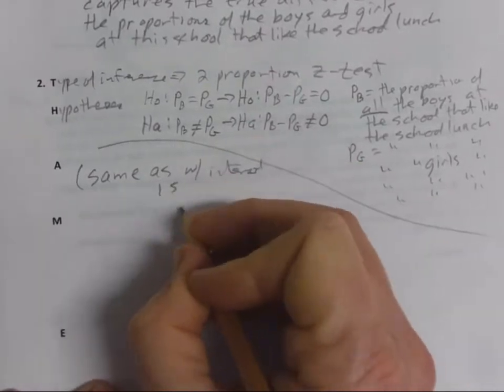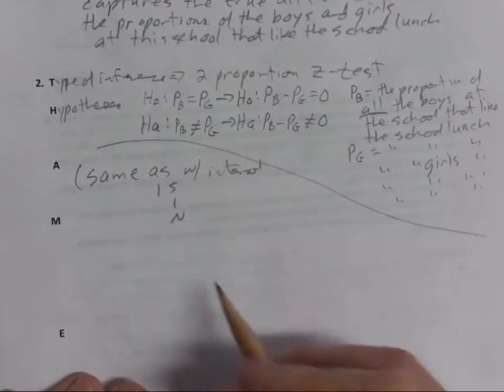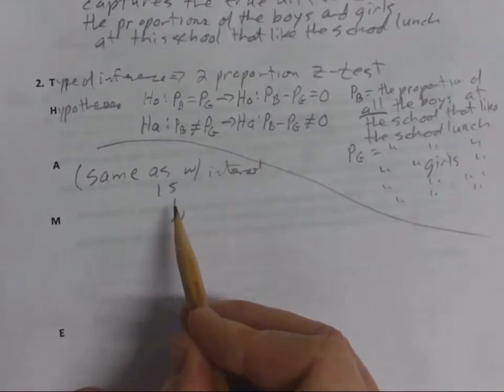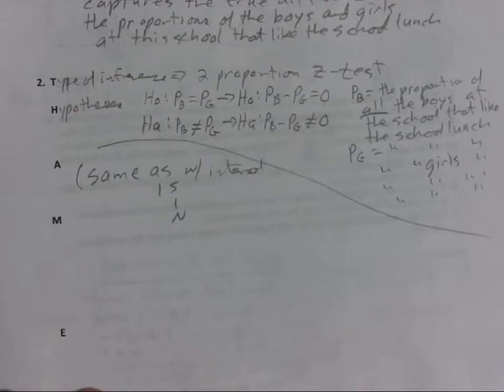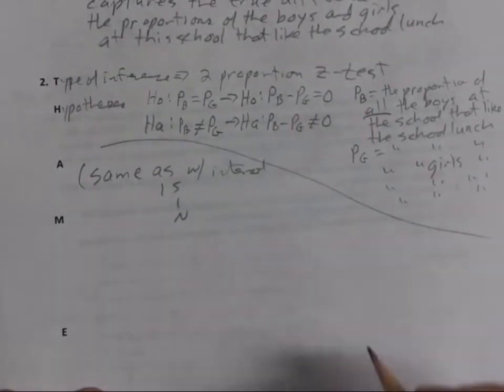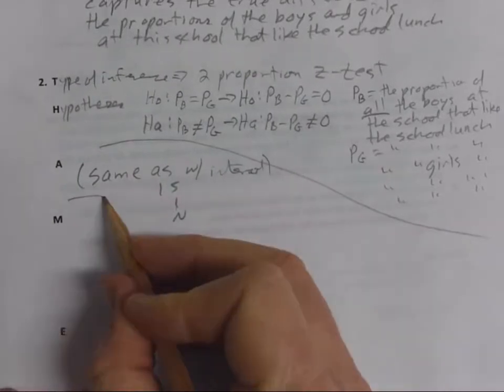It has to be independent random samples. And then our population size is at least 10 times our sample sizes. And then n times p and n times 1 minus p for both samples have to be bigger than 10. So same as with the intervals.